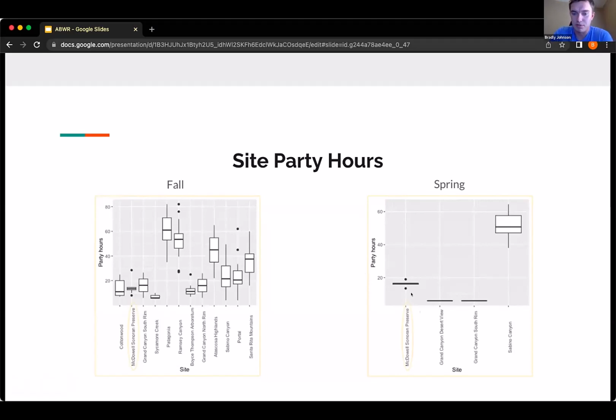So when looking at the spring, you'll notice that the preserve doesn't even have a box. And this is partially because of the small sample size. There's only 5 in the spring, so it's just started recently. And with the Grand Canyon sites, there's only 1 sampling for each of them, so they therefore can't create a plot off it. There's only 1 sampling. And then you have Sabino Canyon, which varies anywhere from 45 to 58-ish.